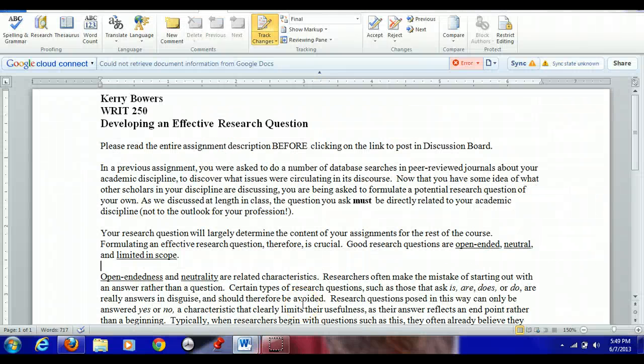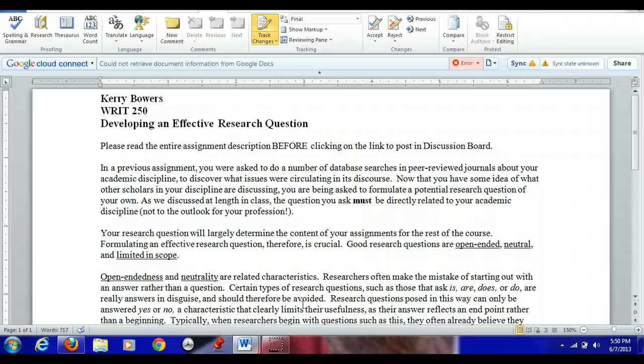Okay, so to talk about it. The question you ask must be directly related to your academic discipline, not to the outlook of your profession. This is different. As we've done so far, I've asked you to look at a sample document, Academically Adrift, to assess certain things about it, and then to look on the databases for what sources, scholarly sources, pop up in your discipline. At this point, we're going to take it a step further to a research question. This is the way real research begins.